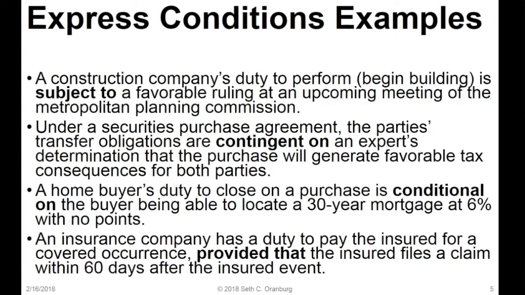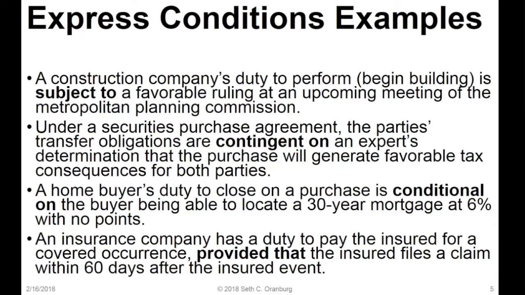We don't have to, but what does language do? Why do we care about the language? Well, when we have a writing, the language helps us understand the intent of the parties. We're going to look at the writing first to determine what was the party's intentions. For example, a construction company's duty to perform can be subject to a favorable ruling at the meeting of the Planning Commission. You might want to build a building that is not to code, and so you have to go in front of a planning board and ask for a variance. Well, it might be a condition to your obligation to build that building that the zoning board approves the plans, that it approves the variance.